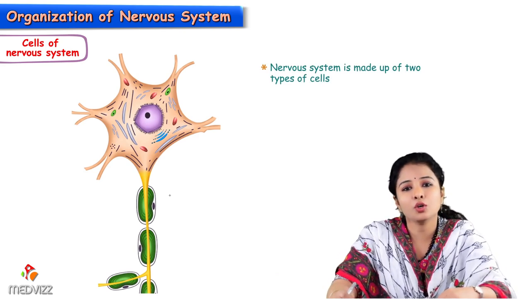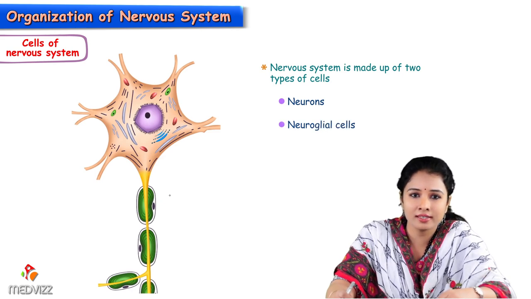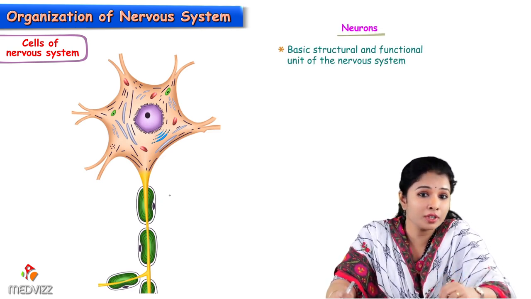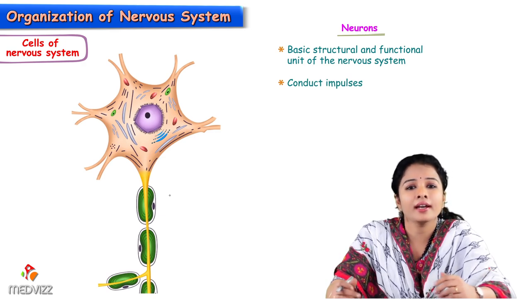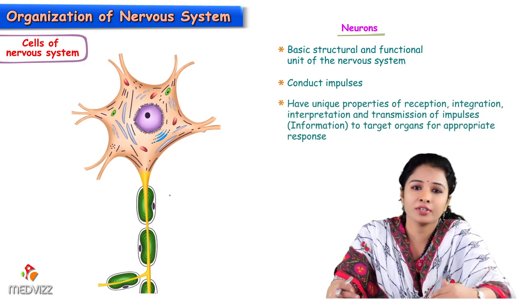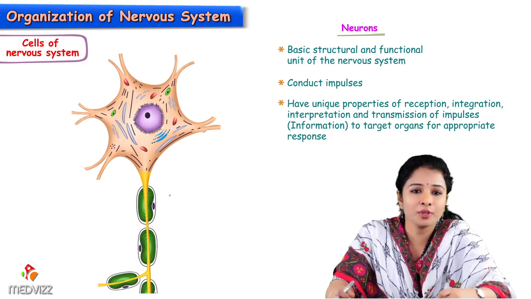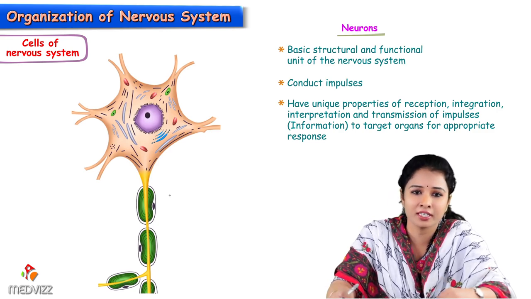And next, about the cells of the nervous system. The nervous system consists of two varieties of cells called neurons and neuroglial cells. Neurons, the basic structural and functional unit of the nervous system, are the nerve cells. These cells conduct impulses and have the unique properties of reception, integration, interpretation and transmission of impulses, meaning the information to the target organs for appropriate response.